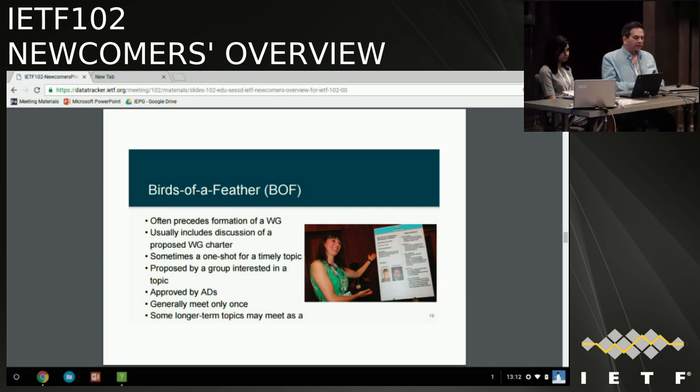Sometimes it's a one-shot. They are approved. The area director has to approve a BOF. We have a new thing that started at the previous IETF called Hot RFC. So this is like, I have an idea. I don't even know if anybody else is interested in it. I'm going to talk about it.